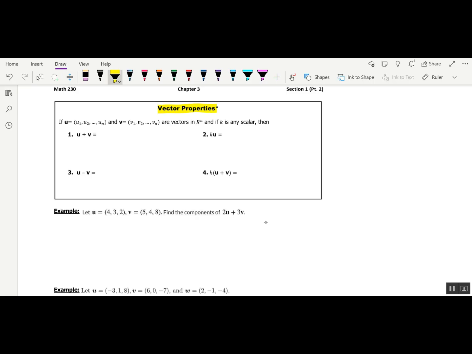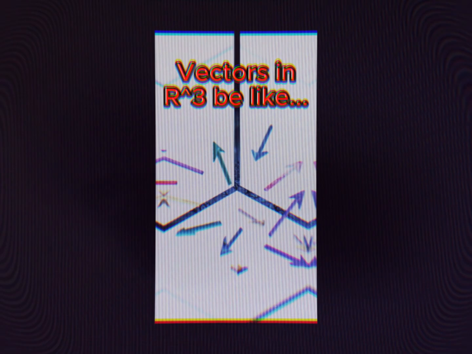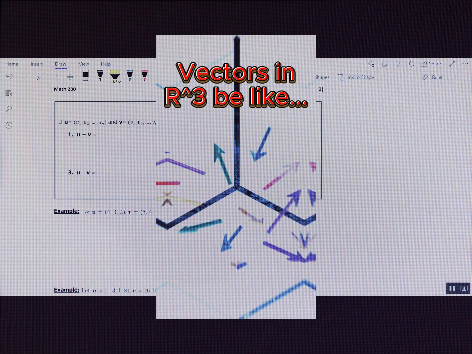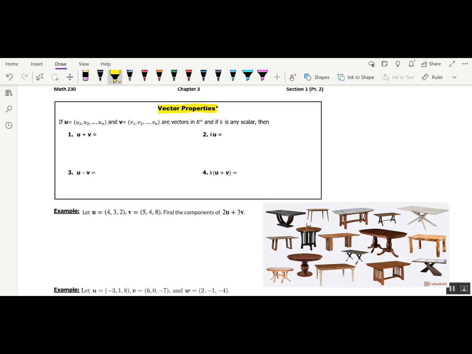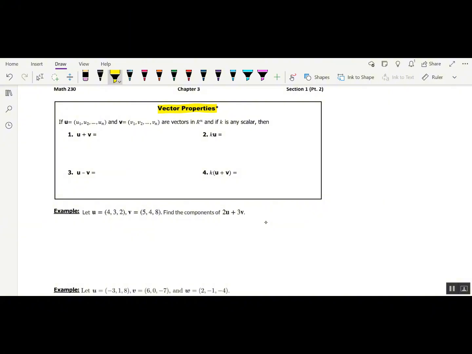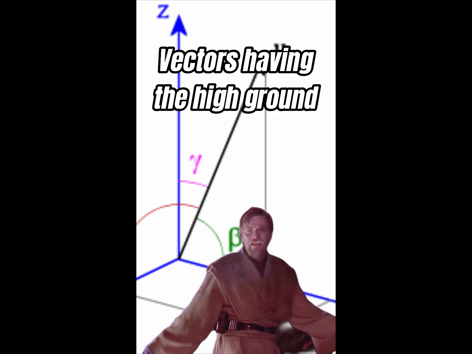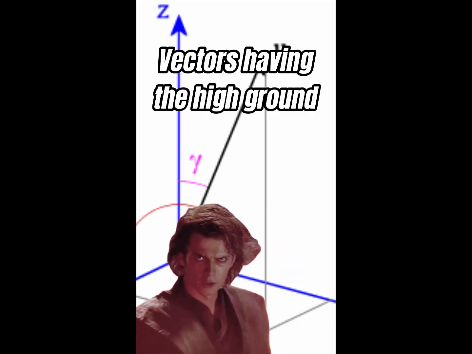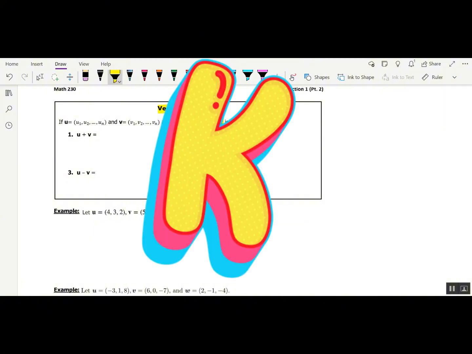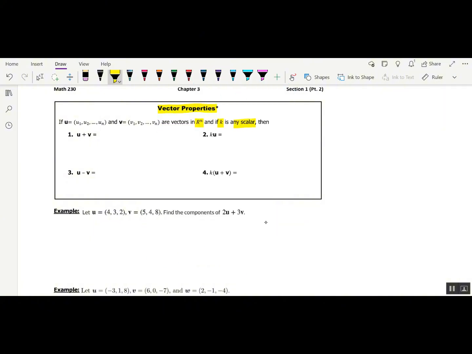Indeed, these are going to be some properties that apply to vectors in higher dimensions. As you can see here in this table, we've got vector u having components u1 through un, and vector v having components v1 through vn. These two vectors are assumed to be from n space, so we're definitely taking it to higher ground. It's over, Anakin! I have the high ground! And k is going to be any scalar, so remember that's just a real number.